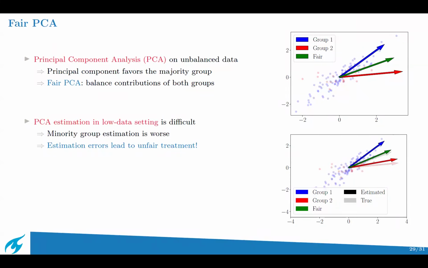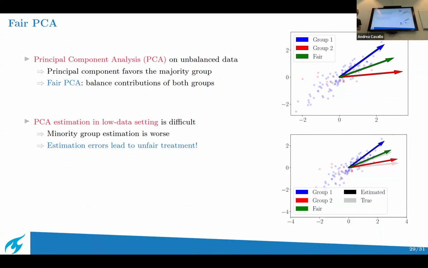But this is not the end of the story, because what happens here is that we have a small number of samples, right? So we are still working with finite data. And so the blue group has more samples, so we will be able to have a good estimate of this principal component. But the red group has fewer samples, so we are not able to estimate the red component as well as the blue one. So overall, even the fair PCA will give this result, which is more leaning towards the blue component, because that's what we are better at estimating, right?